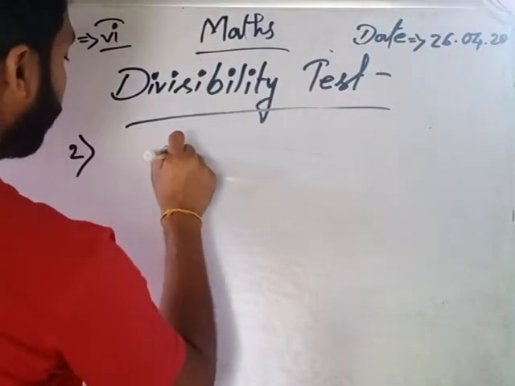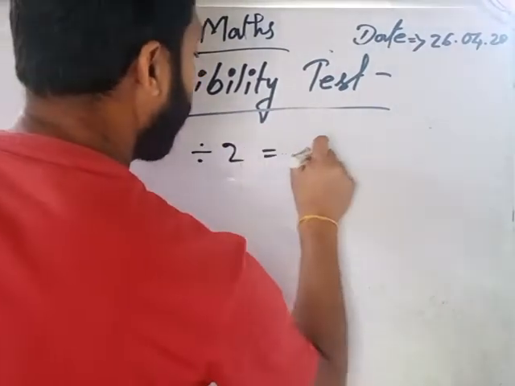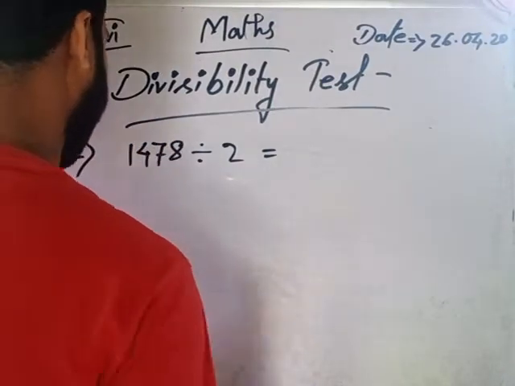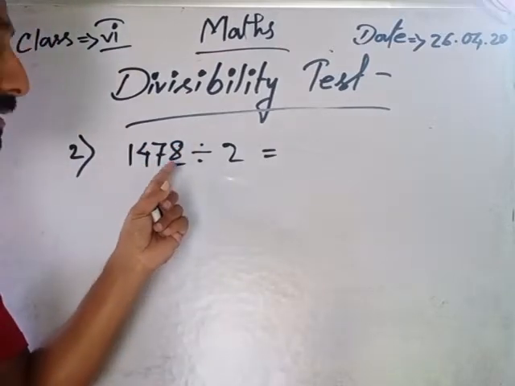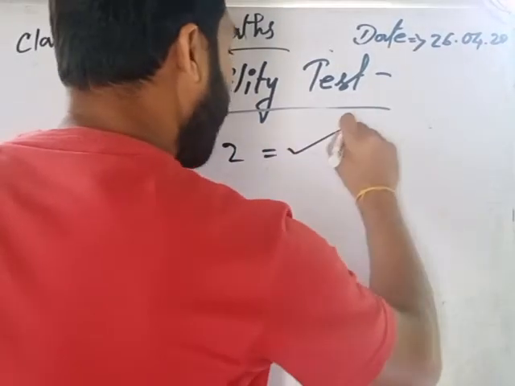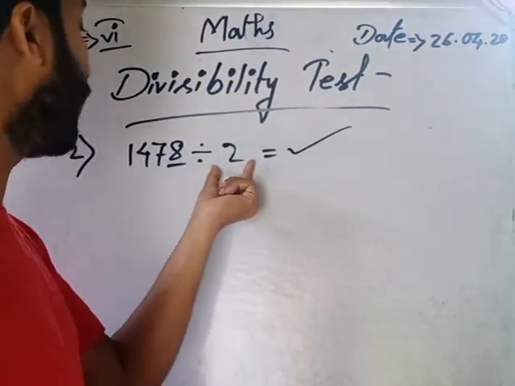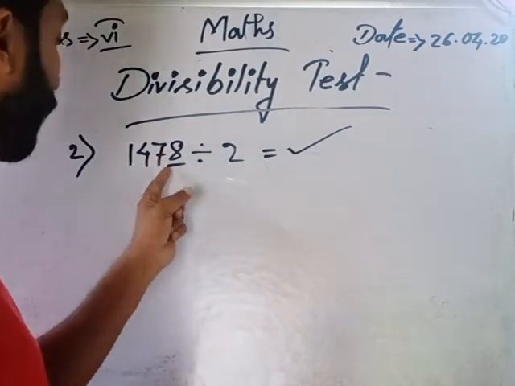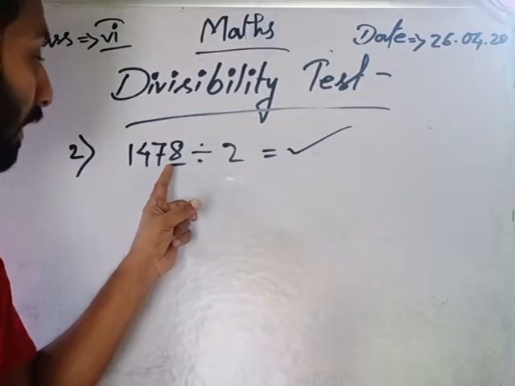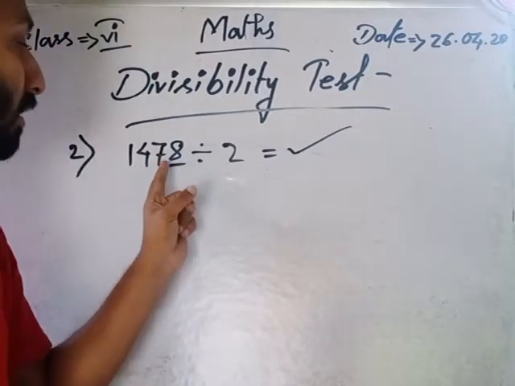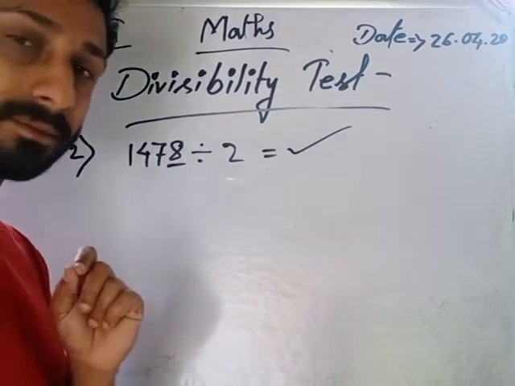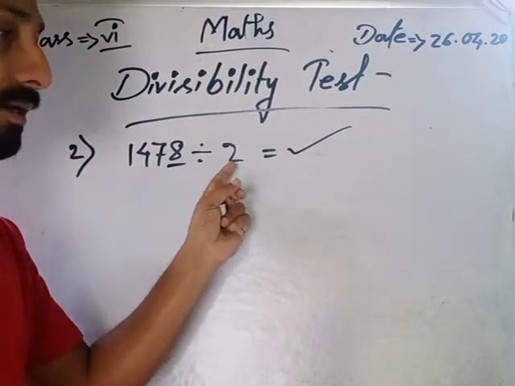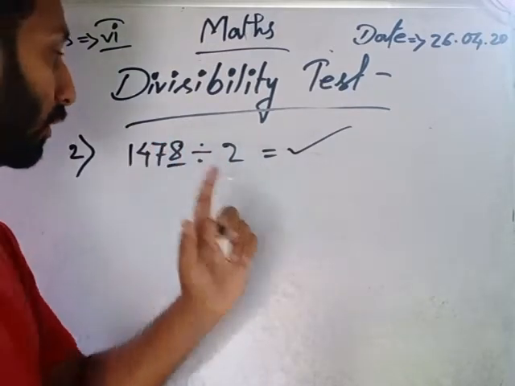If any number can be divided by 2, suppose here is 1 4 7 8. That means the ones digit is 8, at that time it is applicable, it is divisible by 2. Okay, totally divisible, completely divisible by 2. If the ones digit is an even number, then every time you can divide by 2. Any number can be divided by 2 completely.